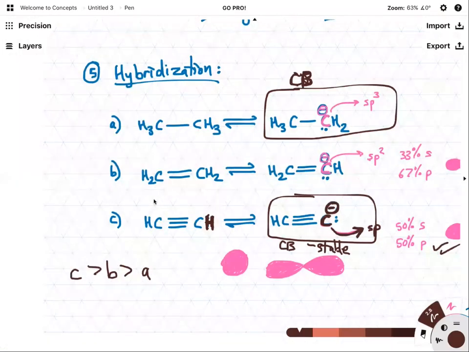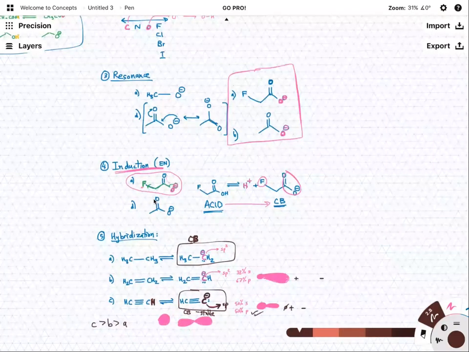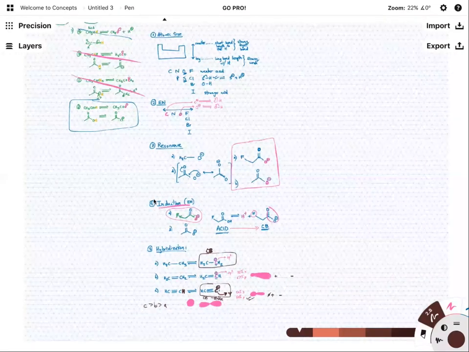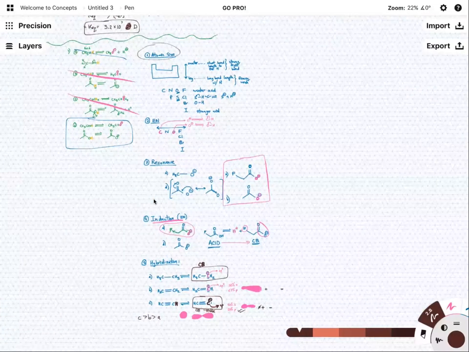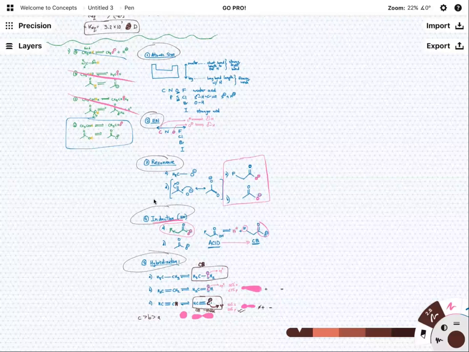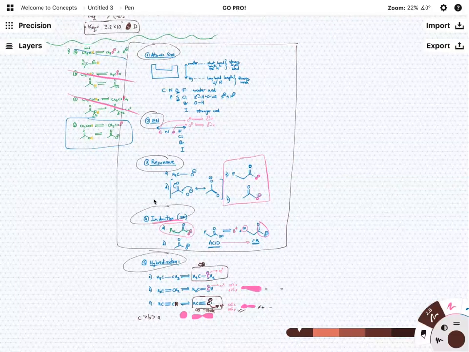So if all else fails, and you couldn't do the atomic size thing, the electronegativity thing, the resonance thing, or the induction thing, you go with hybridization. Usually it's not going to be that, it's going to be the top four. But in terms of our ranking for the strongest versus weakest acid, it's going to be those top four things, and then hybridization is the least important determining factor.